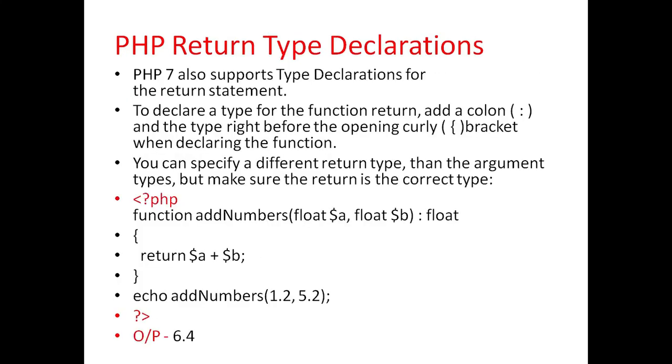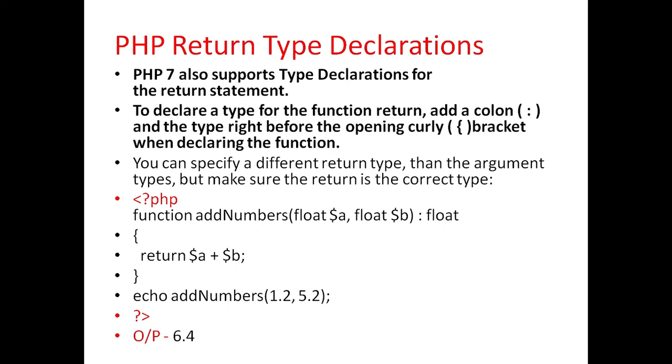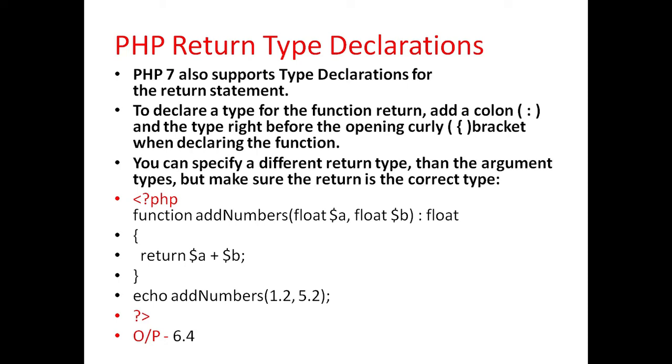Next is PHP return type declaration. PHP 7 also supports type declaration for the return statement. To declare a type for the function return, add a colon and then add type right before the opening curly bracket when declaring the function. You can specify a different return type than the argument type, but make sure the return is correct type.